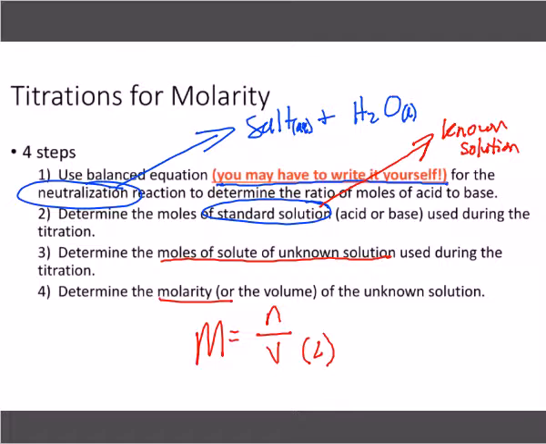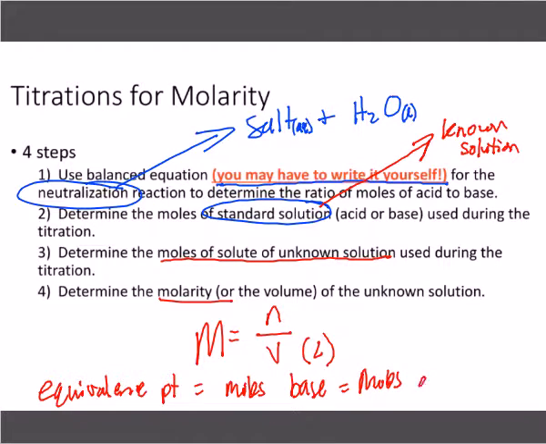That equivalence point. When we get to the equivalence point, we know that the concentration, meaning the number of moles of hydrogen ion and hydroxide ions are equal. That equivalence point, guys, means moles of your base equal moles of your acid.